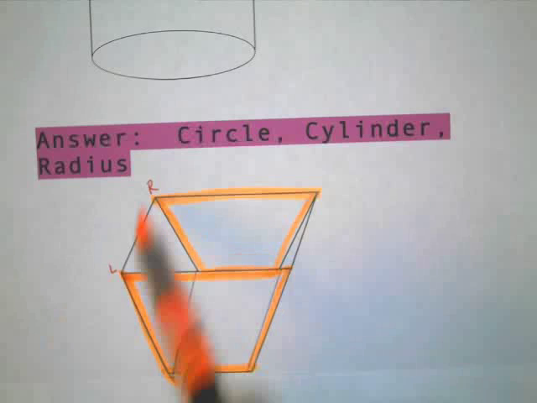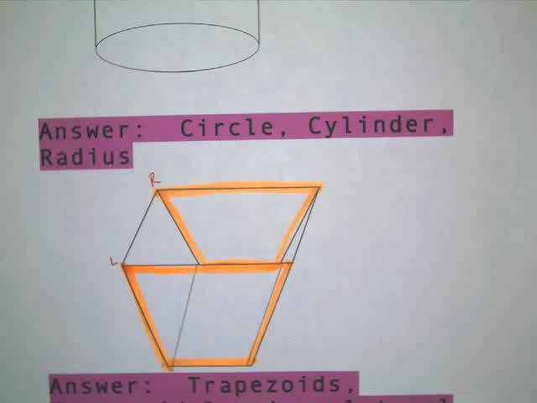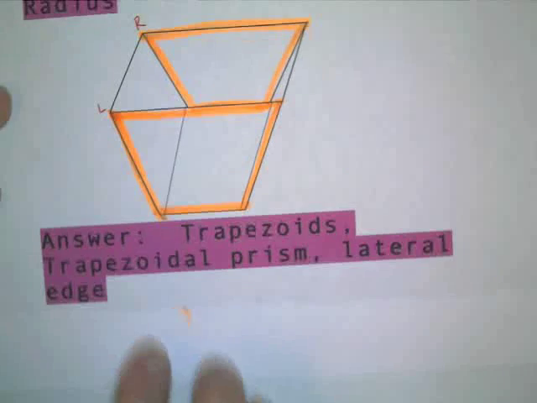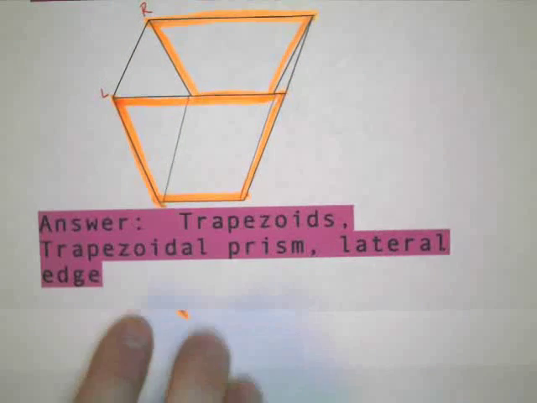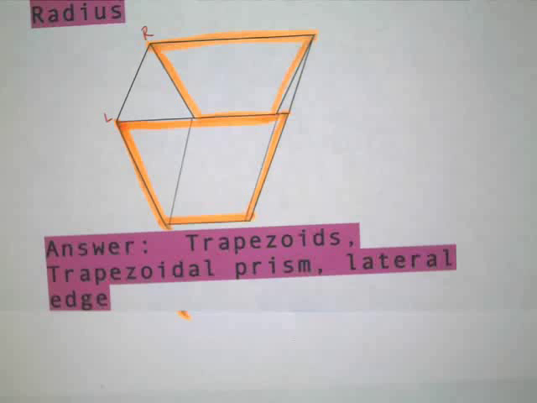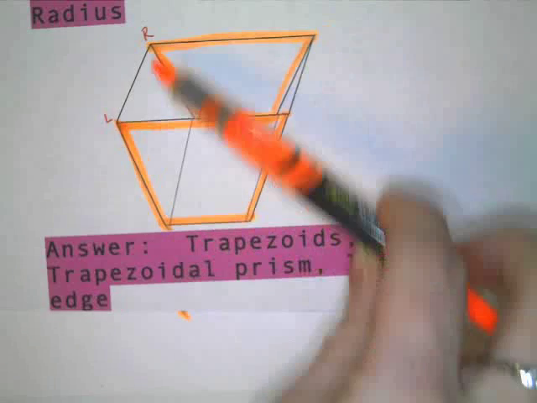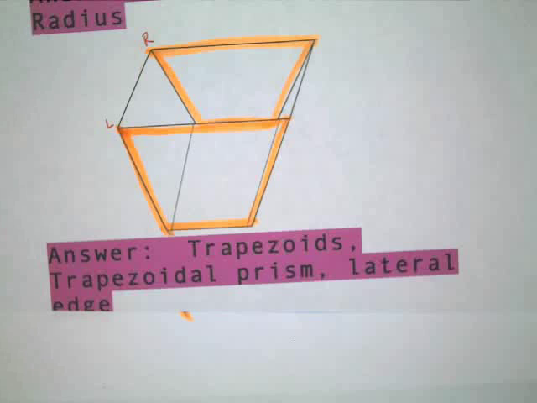And then what is RL? What is that line right there? This is kind of tricky. It is actually called the lateral edge. I know. That's why I'm showing it to you. So this is the edge. So we have a trapezoid, a trapezoidal prism, and then we have a lateral edge.